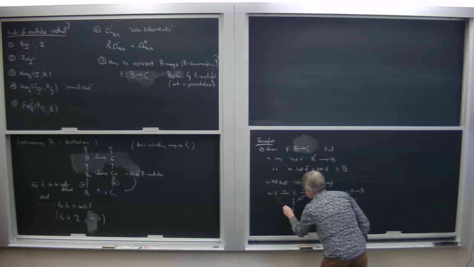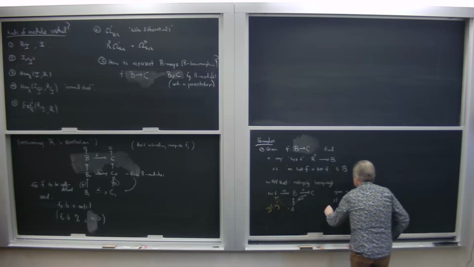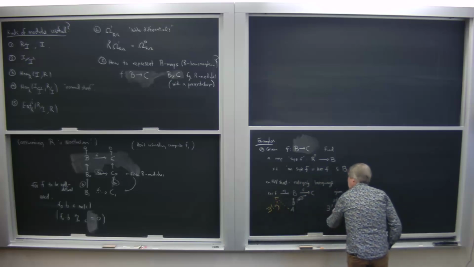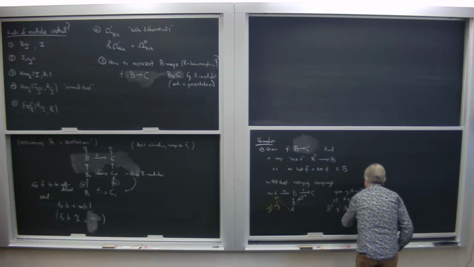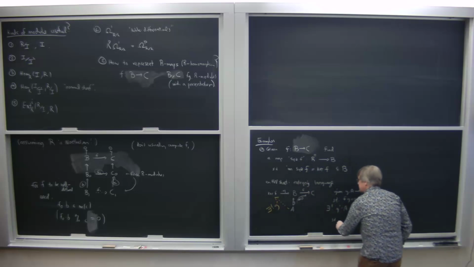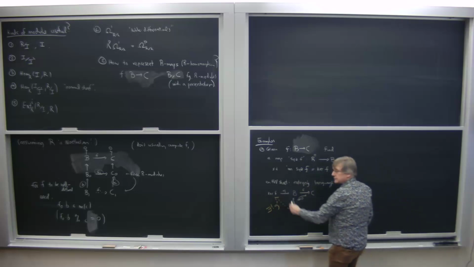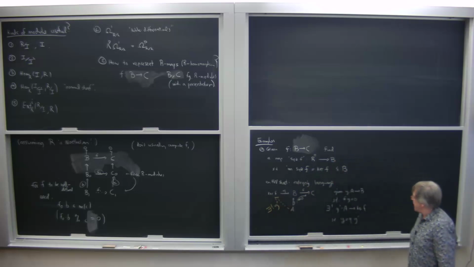Then there exists a unique map here. Let's call it G prime. There exists a unique G prime from A to the kernel of F such that G is equal to first doing G prime and then eta. So this factors through.